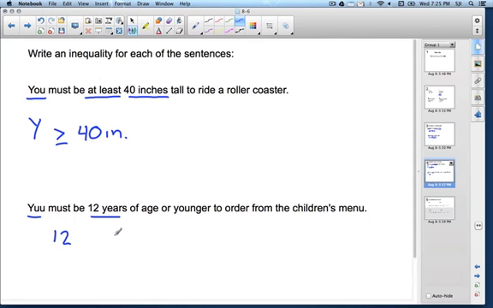So that means you have to be less than, smaller than 12, but you can also be equal to 12. And there we've translated that one.